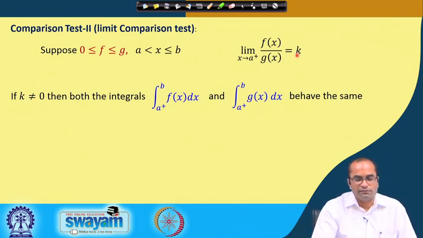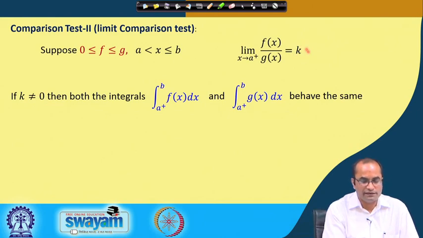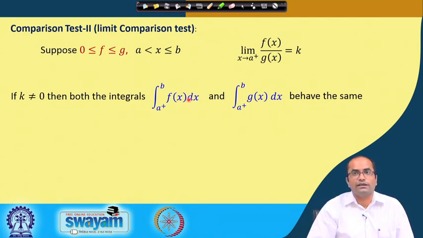And in most of the examples we use exactly this conclusion, this k which we got after taking the limit of this ratio, and then depending on whether the test integral converges or diverges, we can conclude the behavior of the other integral.